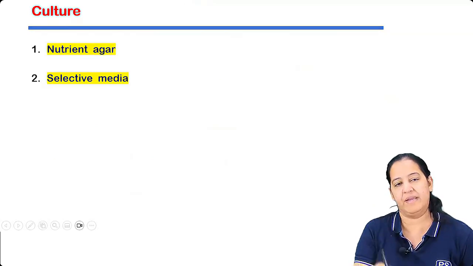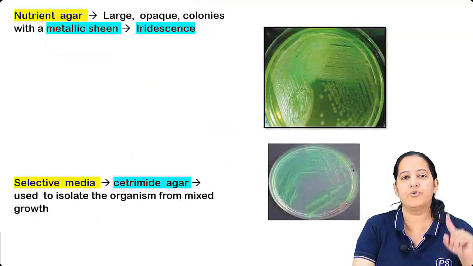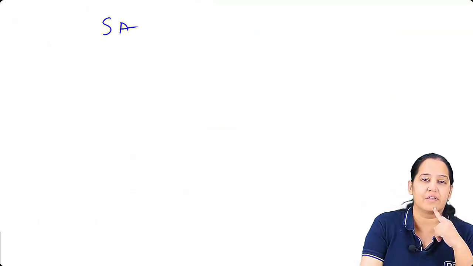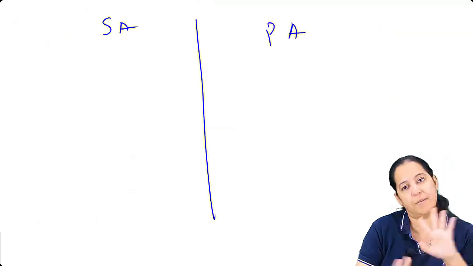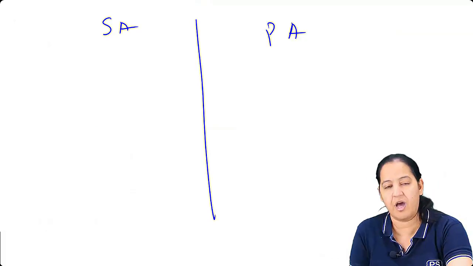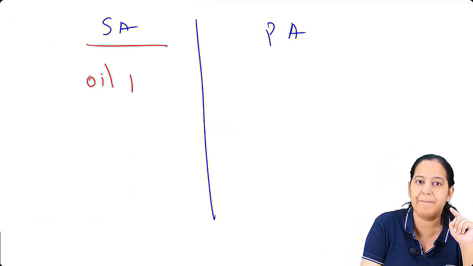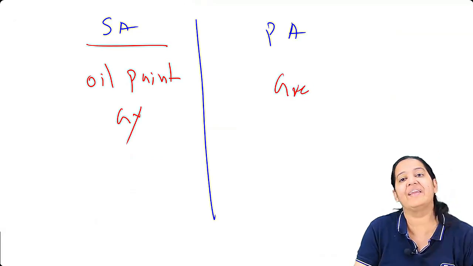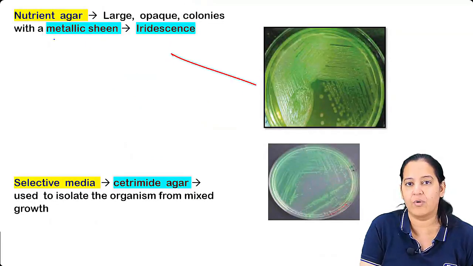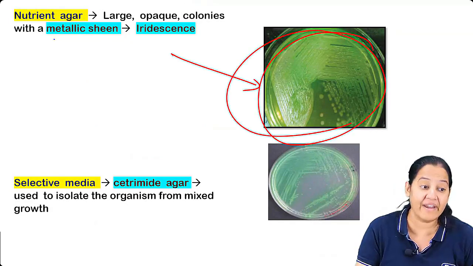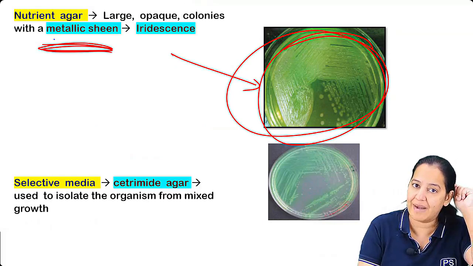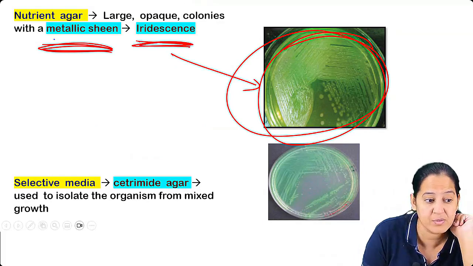Here 2 culture media, nutrient agar, selective media. Nutrient agar पे याद करो, Staph aureus nutrient agar पे कौन सा कलर दे रहा था? Here Pseudomonas aeruginosa. Both are pigment producing. Say मैम oil paint golden yellow colonies. है ना? ये बनाएगा green color की colony. Can you see the green colony? On nutrient agar the complete green colony because of the pigment. It is known as metallic sheen or iridescence. What it is known as? Metallic sheen या iridescence. So learn the two words.